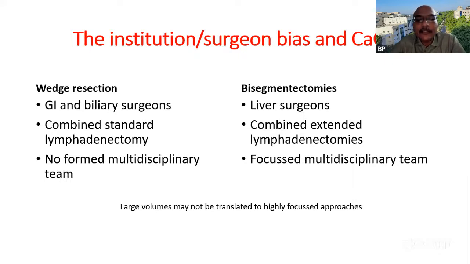So bisegmentectomies are usually performed by liver surgeons, and they also perform combined extended lymphadenectomies, if there is a focused multidisciplinarity. So what we know from this slide is it's more of a comfort, low morbidity and low mortality, which is prompting surgeons who do surgeries in gallbladder cancer to approach the relevant surgery. Whereas wedge resection is very common among GI and biliary surgeons, and they often combine it with the standard lymphadenectomy. I'm not going to the conclusion of which is better. So large volumes may not translate to highly focused approaches, because here we have a mix of biliary and liver surgeons.